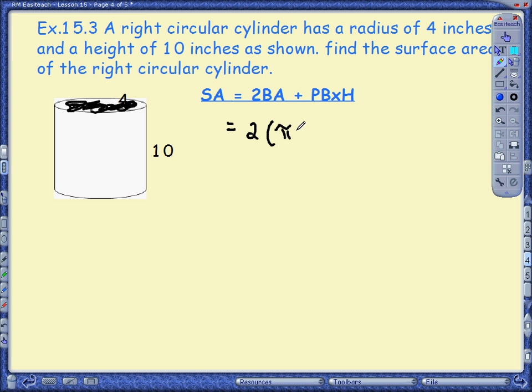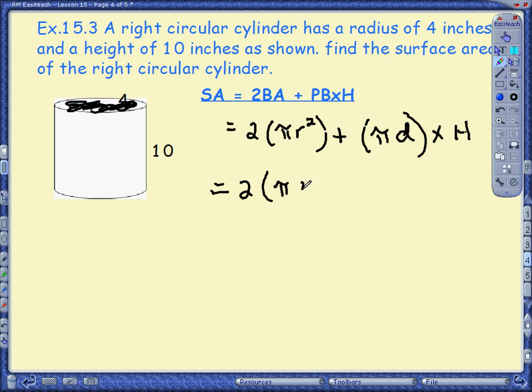And in order to find the area of a circle, we use the formula pi times diameter. Perimeter of a circle now is pi times d. Pi times radius squared is the formula for the area. I think I said pi times diameter, but that's the perimeter, or circumference we call it, of the circle. So we have 2 pi times 4 to the second power plus pi.